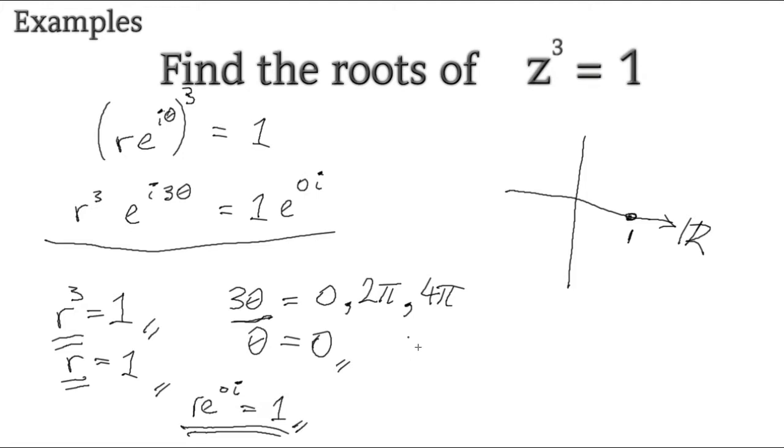The algebra is not stupid, really. So if you divide these two by 3, you get 2/3 pi, and you also get 4/3 pi. And there you have two other solutions. I'm not going to plug it in actually, I'm just going to leave it in modulus argument form, so you've got 1 e to the 2/3 pi i and 1 e to the 4/3 pi i.